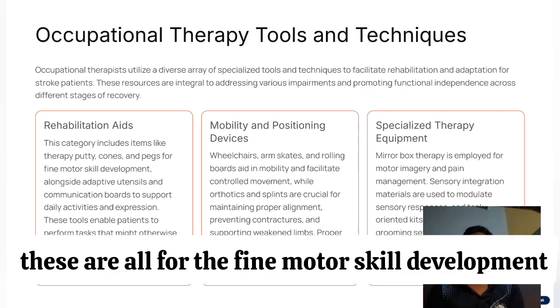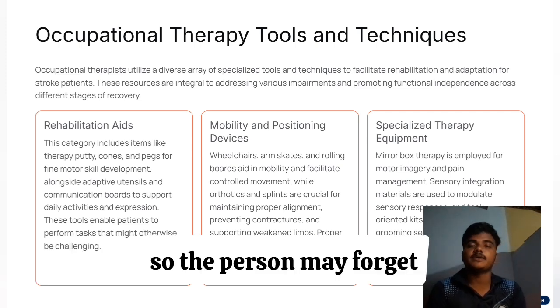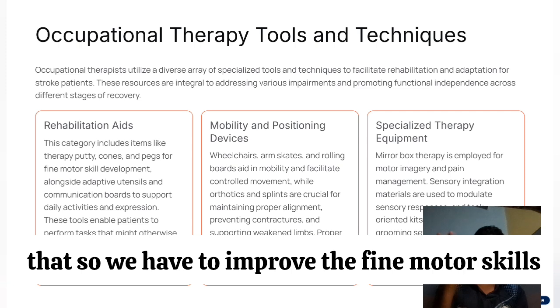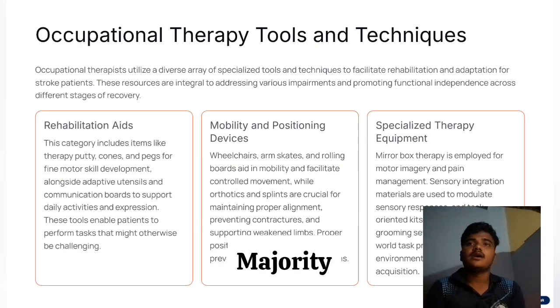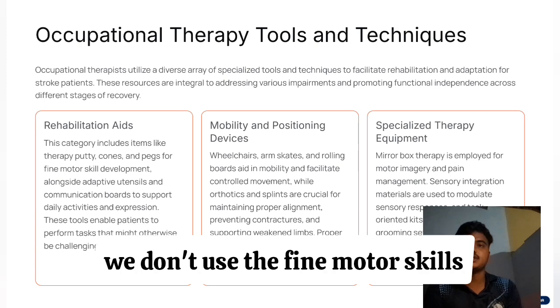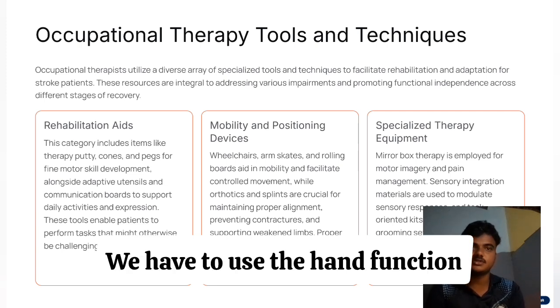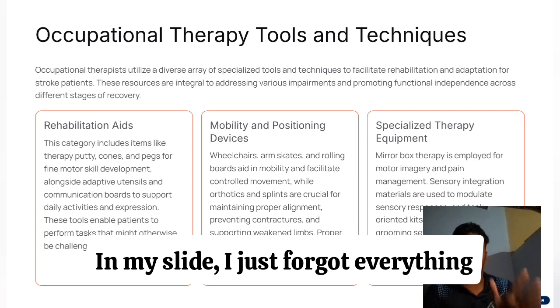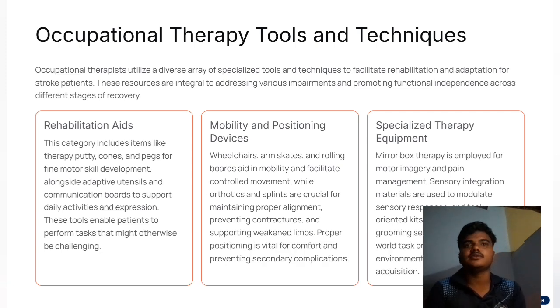These are all for fine motor skill development. The person may forget their fine motor skills, like holding things. So we have to improve the fine motor skills, and majorly in neurological cases, we have to use the hand function. Okay, in my slide I just forgot everything and typed it. Okay, you have to follow that.